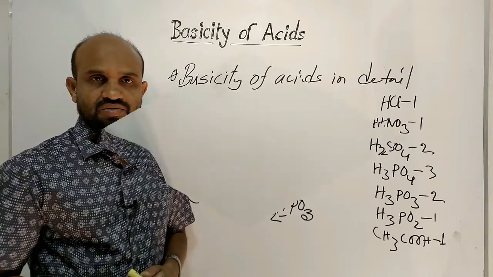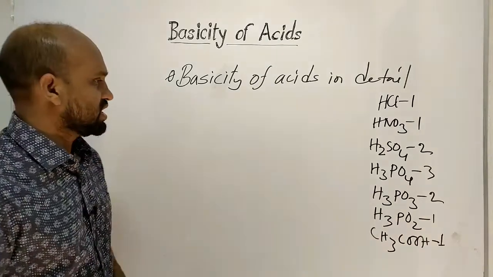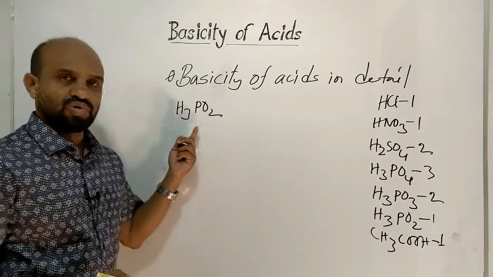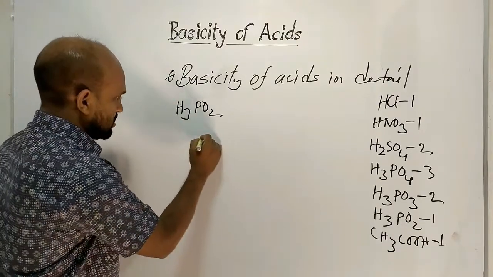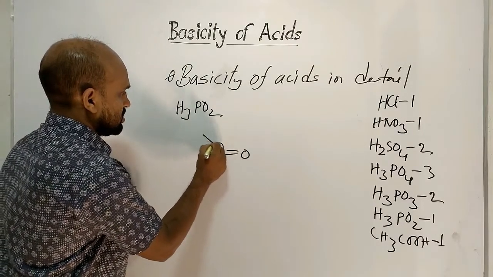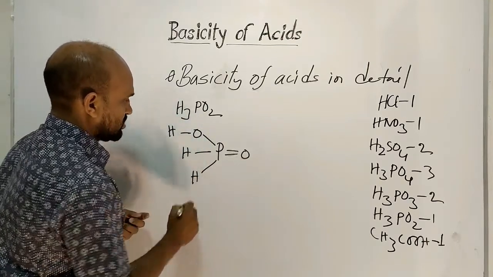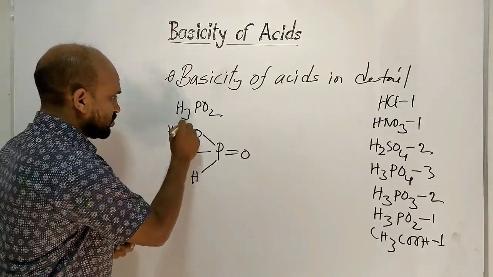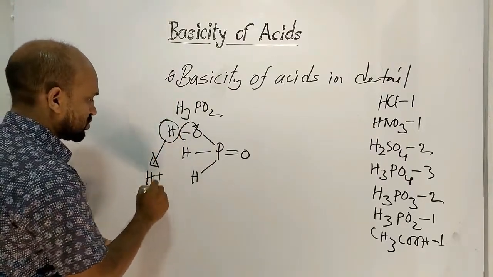Let's see another acid. Now the acid is hypophosphorous acid, H3PO2. Let's see the structure formula of hypophosphorous acid. This is phosphorus with oxygen. Here this hydrogen, another hydrogen and another hydrogen, H3PO2. In this case, this bond undergoes heterolytic fission and this hydrogen is released as a proton.